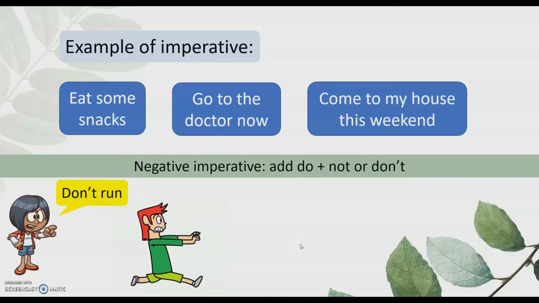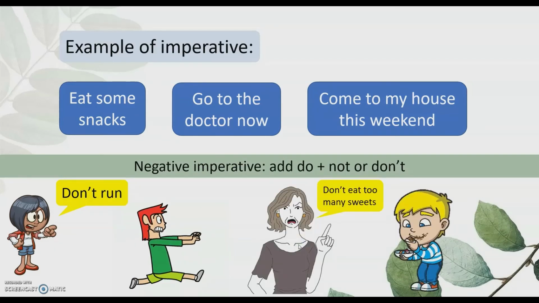Second example: don't eat too many sweets. The mother is telling her son, don't eat too many sweets. For the negative one, we add don't. Okay? I hope that you understand about imperative.